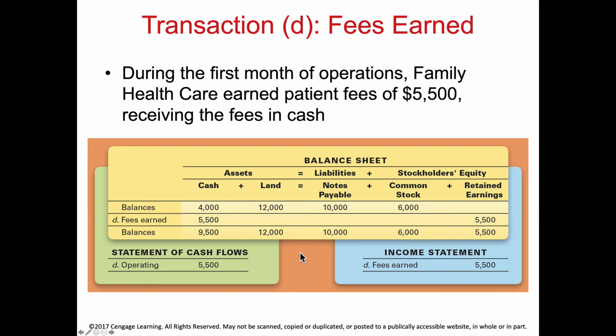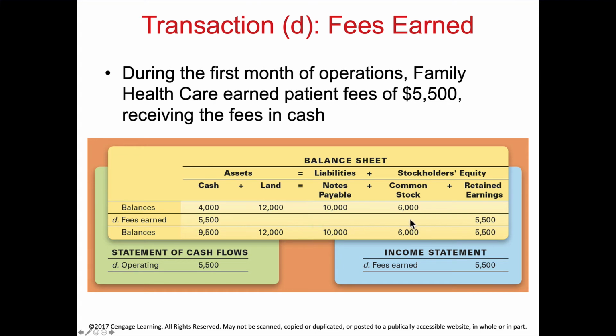Okay, and so here we go now. Now we're finally in operation. So during the first month of operation, we earned patient fees of $5,500, receiving the fees in cash. So our cash went up by the amount of fees that we earned.